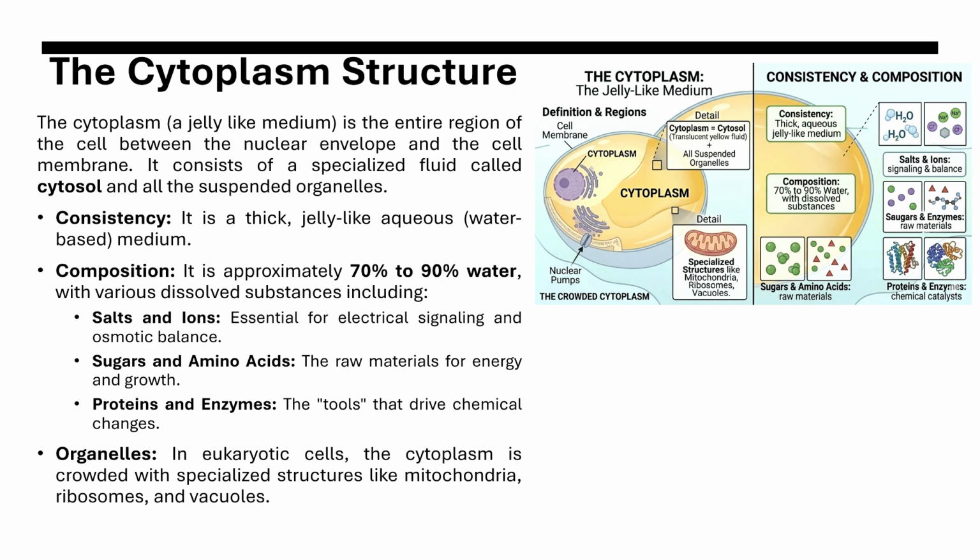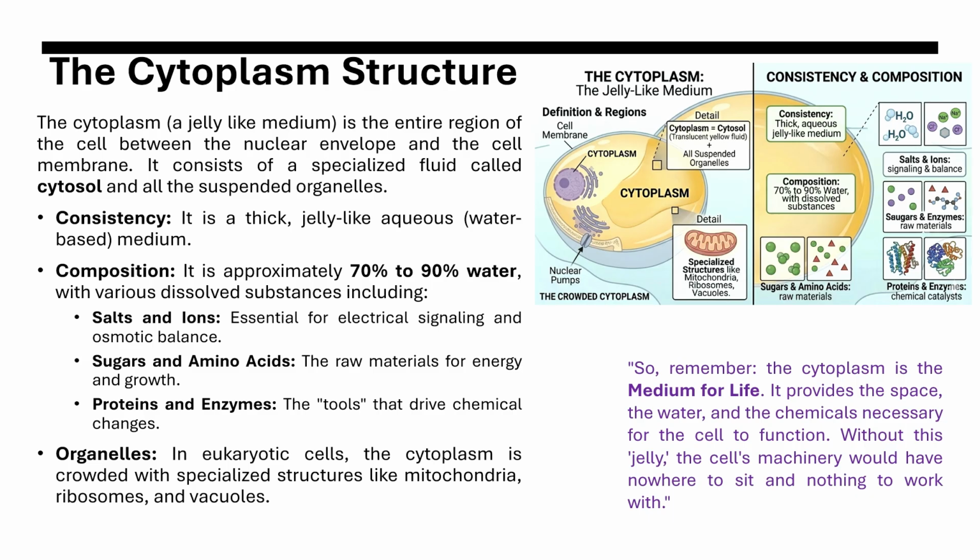In eukaryotic cells, the cytoplasm is incredibly crowded. It is filled with specialized structures called organelles. You will find mitochondria producing energy, ribosomes building proteins, and vacuoles storing waste, all suspended in this jelly-like medium. And this crowding is actually very helpful as it brings the tools and the raw materials close together, so reactions can happen very quickly. So remember, the cytoplasm is the medium for life.